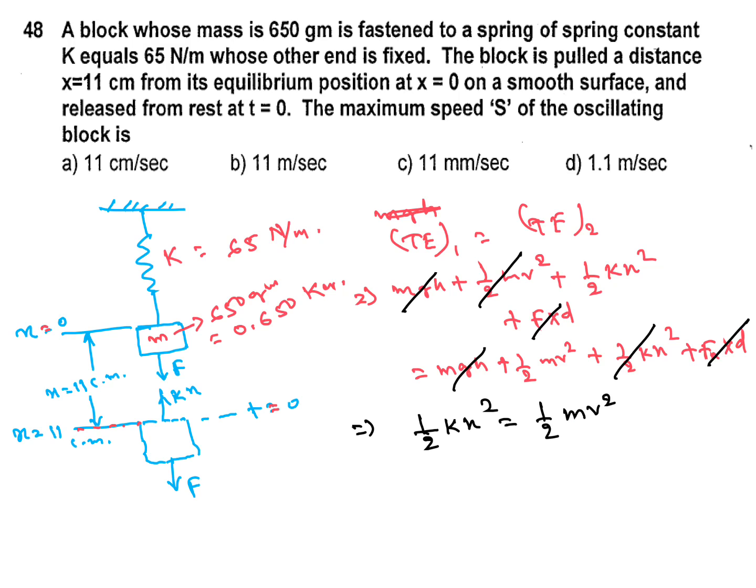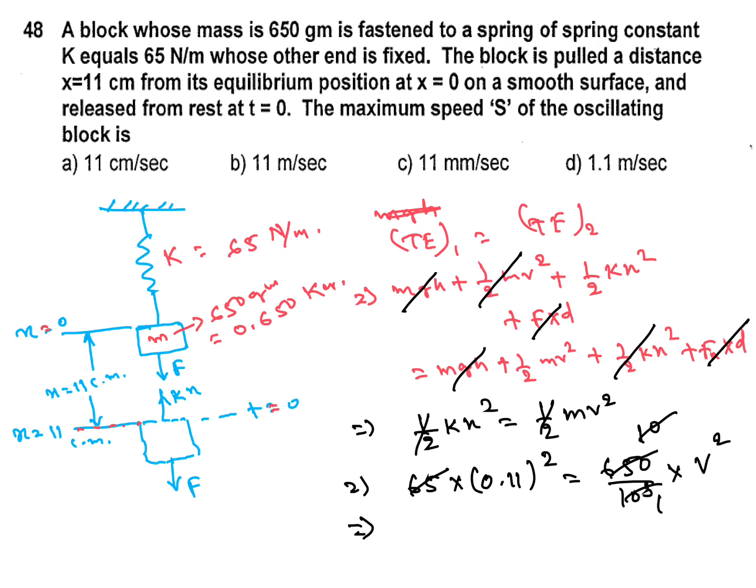Half cancel, k is 65 into x is 11 cm, so in meter, 0.11 square, equal to 650 by 10 to power 3 in kg, into v square. We have to calculate v square. So v square equal to 100 into 0.11 square, so v equal to 10 into 0.11, so 1.1. v equal to 1.1 meter per second. From options, D is our answer.